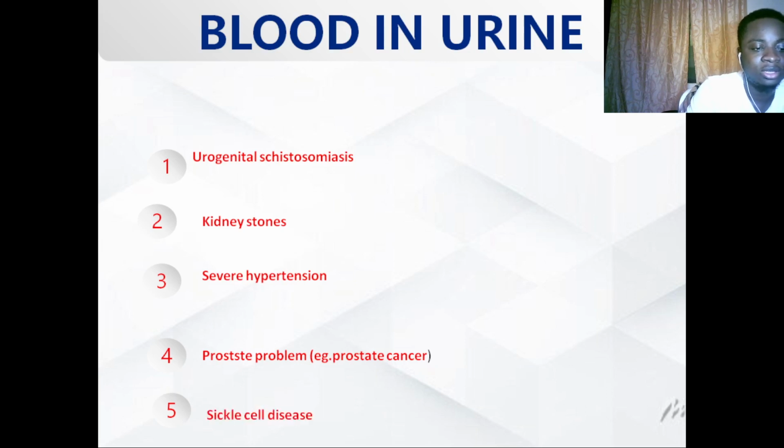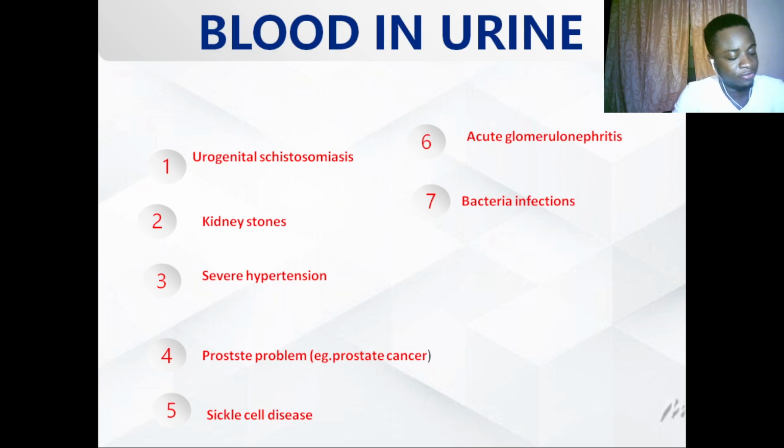Five, we have sickle cell disease. In sickle cell patients, there is breakdown of RBC, so a lot of blood cells will be seen here. Then we have acute glomerulonephritis. In acute glomerulonephritis, there's inflammation of the glomerular filtration site, where filtration occurs. So substances with larger molecular size can even be seen in urine. An example is the blood, which we are talking about here. Seven is bacterial infections. Some bacterial infections can cause blood to be seen in urine.